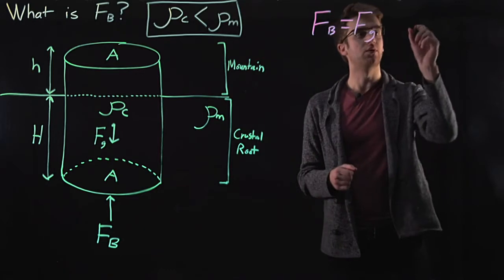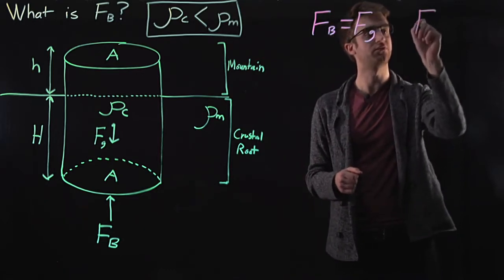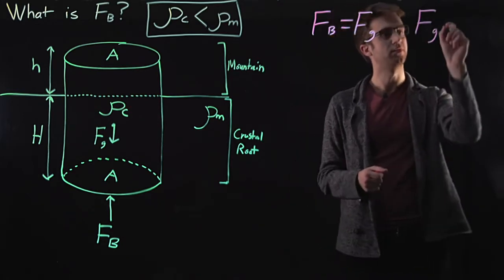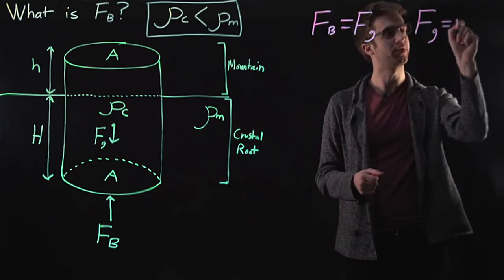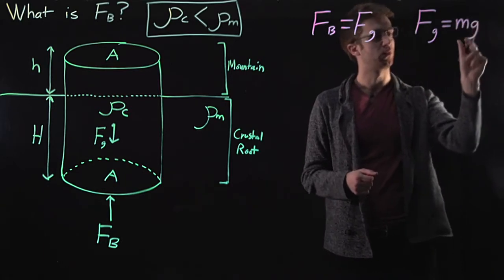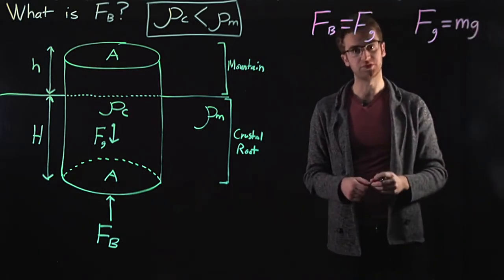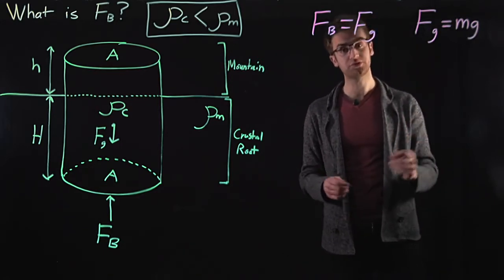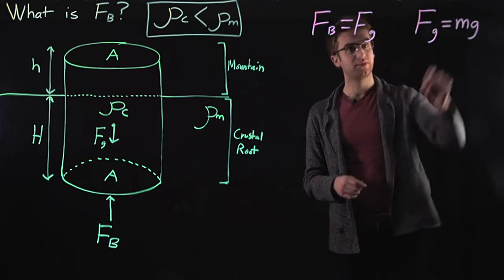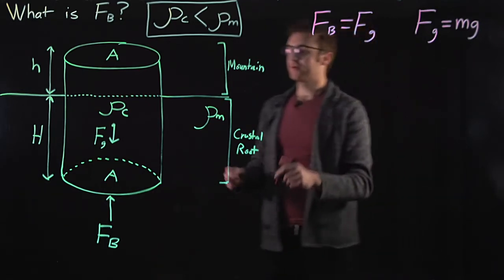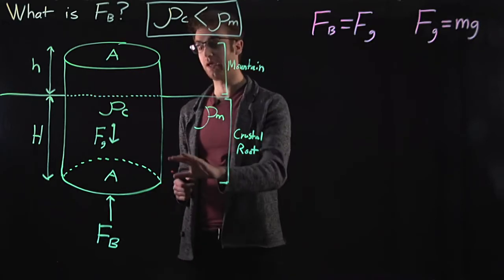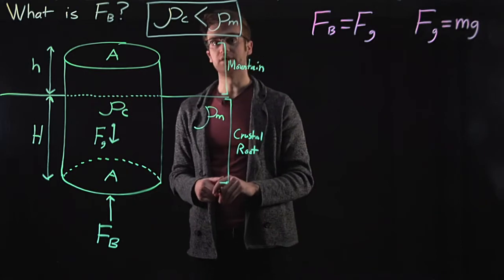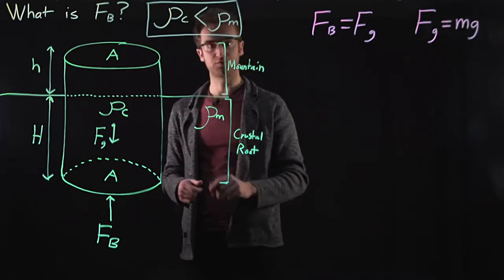Well, we know that the gravitational force is just a play on F equals ma. In this case, it is F equals mg, where g is the gravitational acceleration. Here on Earth, that's about 9.8 meters per second squared. The challenging part is to know what m is. If we come back to our picture, we know that the density of mantle rock is much greater than the density of crustal rock.